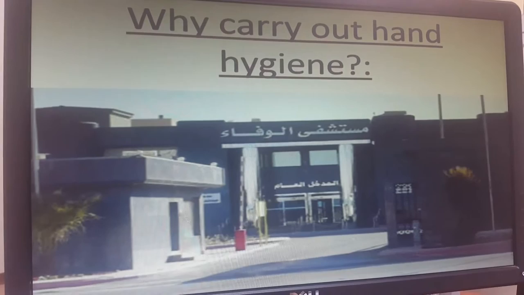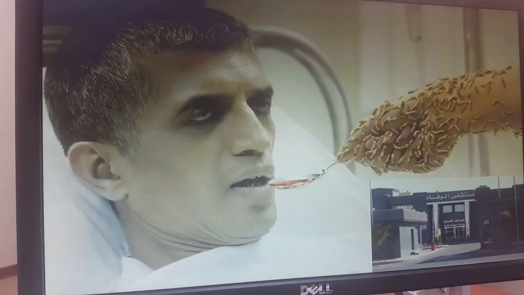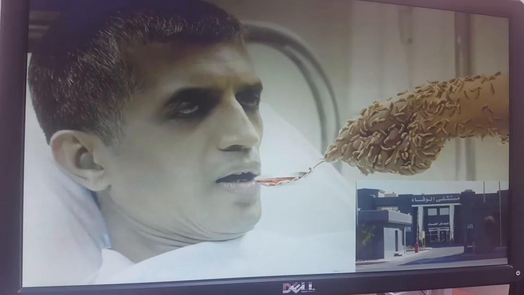So how will we carry out hand hygiene? I'm a nurse, I'm a doctor, I'm a technician, I'm housekeeping. How will I carry out this hand hygiene? You see your hand: if you are going to give medicine to the patient without hand hygiene, you are giving disease to him. You are not helping with cure, but you are creating a problem.